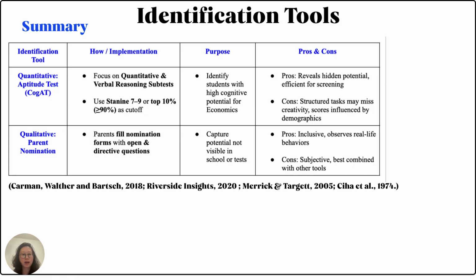A key advantage of parent nomination is that it is inclusive, especially for students who may not perform well in formal classroom settings. However, it also has limitations. For example, we all know that our own children are the best, or some parents tend to have the strictest expectations for their children. Therefore, parents may overestimate or underestimate their children's abilities. Therefore, it should be combined with other methods, including teacher, peer, and self-nomination, as well as dynamic assessment.